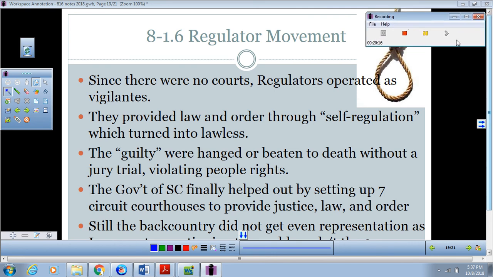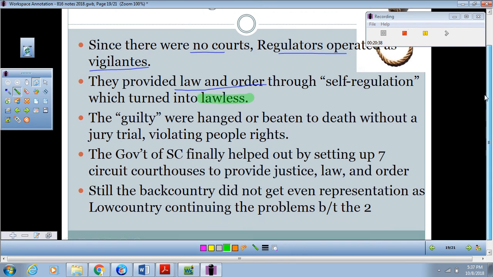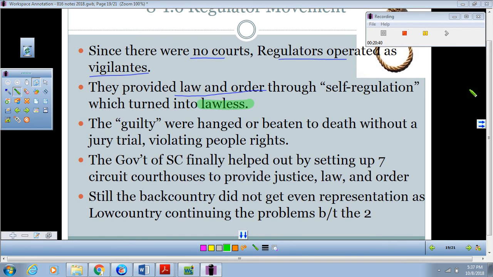To go through the PowerPoint about the regulator movement, since there were no courts, regulators operate as vigilantes because there were criminals taking advantage and there was a need. They provided law and order through self-regulation, but they turned lawless themselves and turned into like a gang. One of the problems, even though the guilty that were hanged or beaten to death probably were, in fact, bad and deserved such a fate, they were punished without a jury trial, which violated English people's rights.